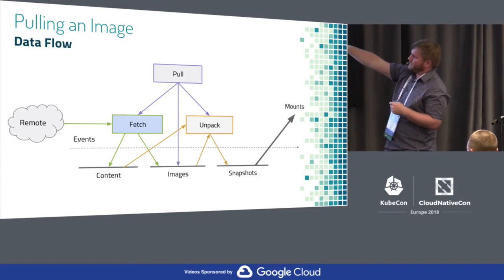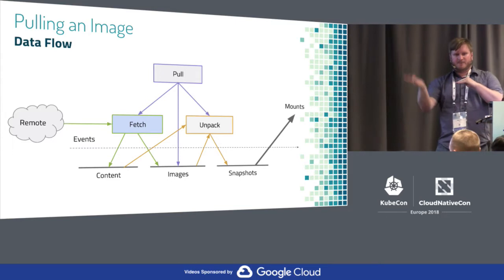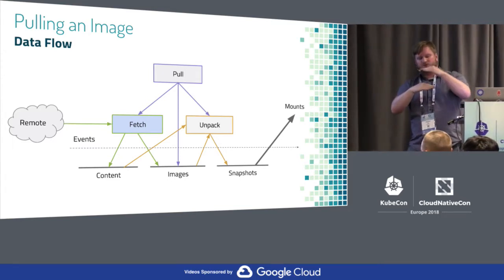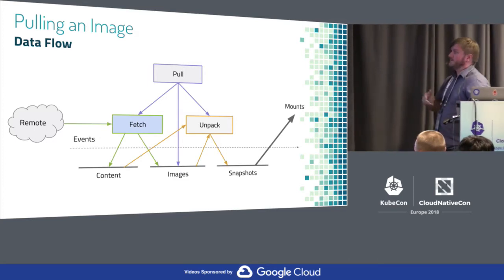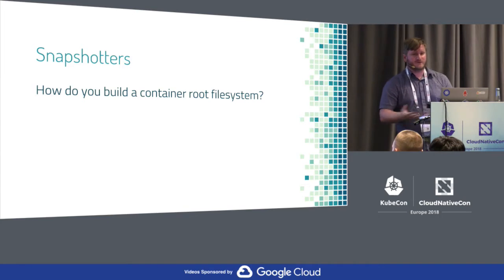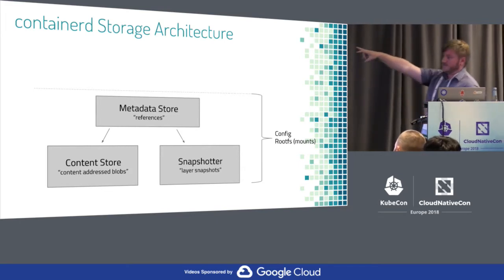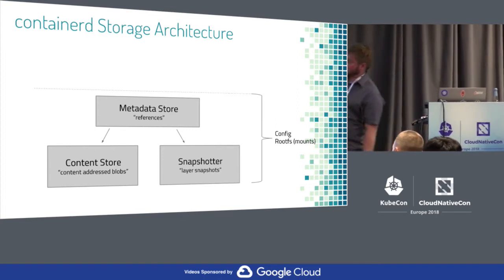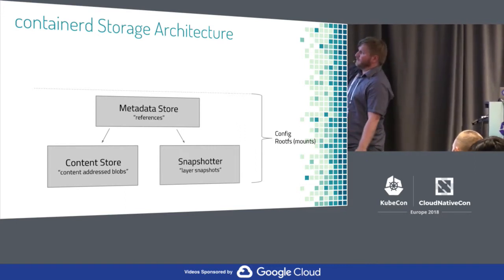Then the unpack phase will pull all the content out of the content store and unpack it into a snapshot. When it does the snapshots, it will unpack a layer and commit it back in, then start a new transaction, unpack a layer, and commit it back in, and so on and so forth. Eventually at the other end, you get what are called mounts, and those are taken in by the runtime. Snapshotters are how you build these container root file systems. I'm not going to go too much into this, but the general storage architecture is that you have a metadata store which references everything, which is images and containers, and they're referenced across the content store and the snapshotter. From this you can get a config, like an OCI config, and then a rootfs for the mounts.